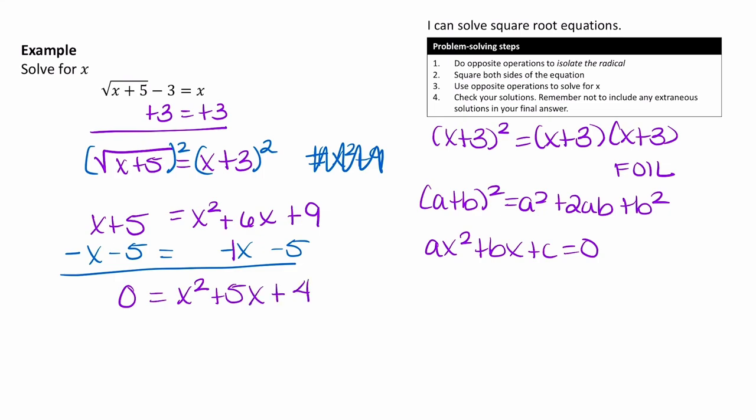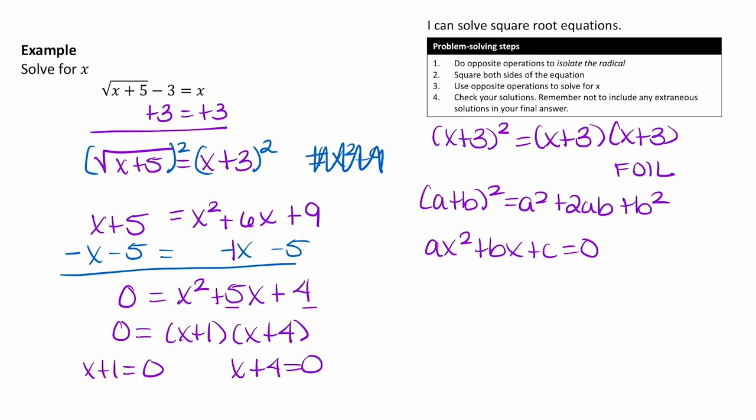Now you can solve this using your favorite quadratic solving method. I personally prefer factoring, so I'm going to go ahead and factor this because the two factors that multiply to 4 and add to 5 are x plus 1 and x plus 4. Remember, the zero product property tells us that we can now say that x plus 1 equals 0, x plus 4 equals 0, and when you solve these two linear equations, you'll get x equals negative 1, x equals negative 4.